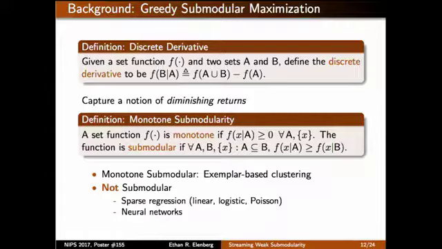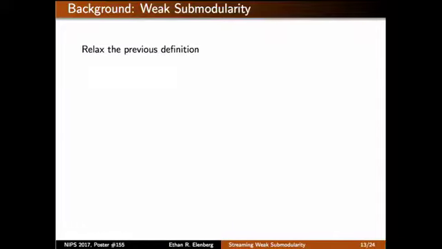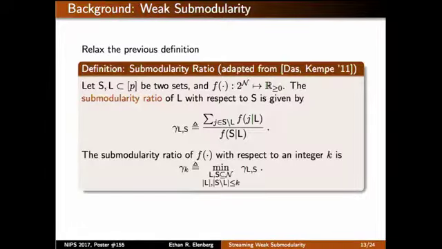Now, this theory is useful for problems like exemplar-based clustering, but in general, we cannot use submodular functions for applications like sparse regression and the neural network objective I described before. However, under a relaxed version of the previous definition, we can still bound the performance of greedy algorithms. So here's a modified version of the submodularity ratio for two sets S and L, and this was defined in 2011 by Das and Kempe, and this is the key parameter in our analysis. The numerator is the sum of all discrete derivatives adding each element j in S, so j given L, while the denominator is the discrete derivative adding all of S to L, S given L.